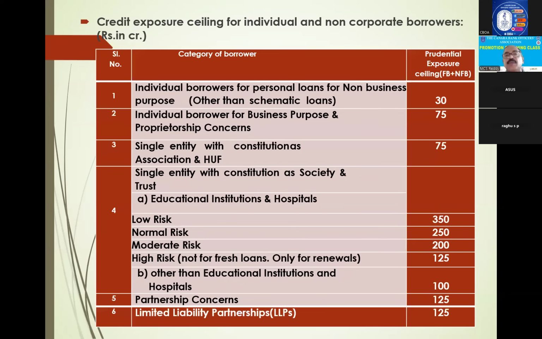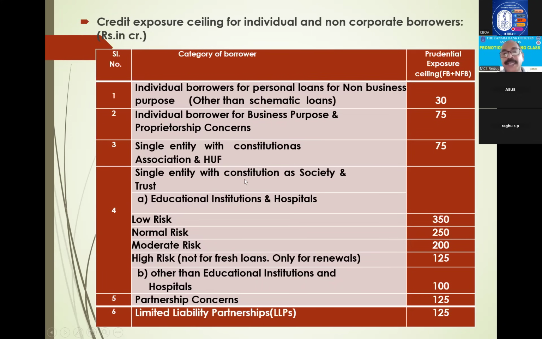Now non-corporates are individuals. So how much is it here? Individual, other than schematic loans for non-business purpose, maximum 30 crores we can give. For any individual, if it is not for business purpose, it is maximum 30 crores only. And an individual borrower for business purpose or proprietorship, then 75 crores maximum. Similarly, a single entity with the constitution as association and HUF, HUF or association, here also maximum 75 crores.